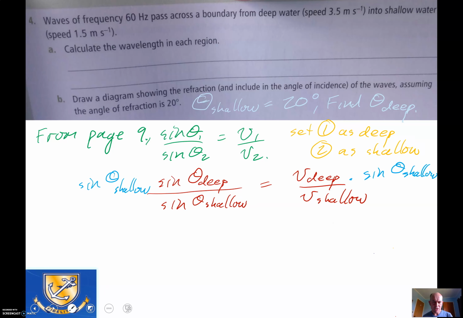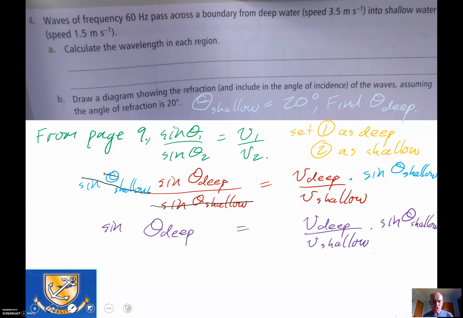The sine of an angle is a number. This is all one number, so they can be cancelled. Sine of theta deep equals this over here, which I just rewrote. And then I want to find not the sine of the angle, I want to find the angle. To find the angle from the sine, you find the inverse sine of it. The inverse sine of the sine is just the angle. Now if I have found the inverse sine of the left, I have to find the inverse sine of the right. So I've done that.